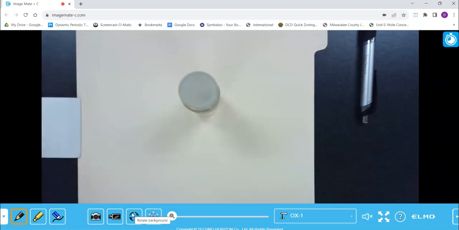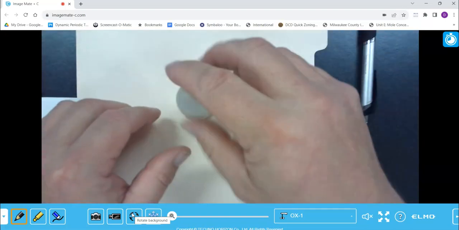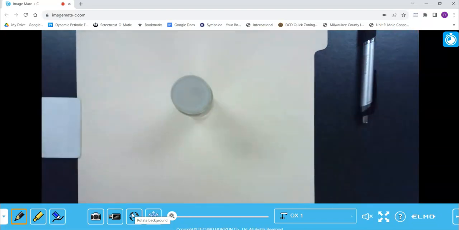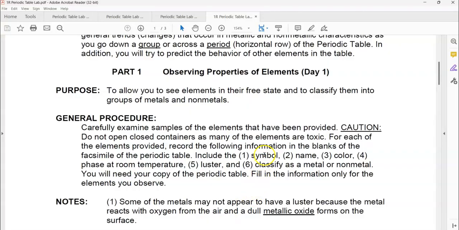If you really need to look at it, get down at its level and look at it. You don't have to pick them up. You don't have to turn them around. You don't have to roll them around on the table. Just look at them. That's all you're doing, is looking at them. Make sure that you are recording the information that you're supposed to record. So the name, symbol, color, what phase is it? This is obviously a solid. Is it lustrous? And is it a metal or non-metal?